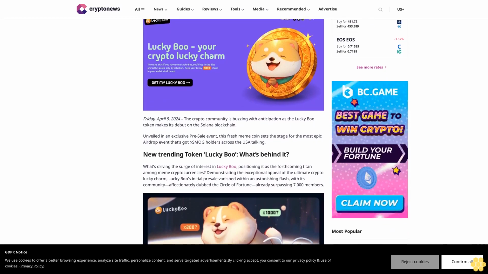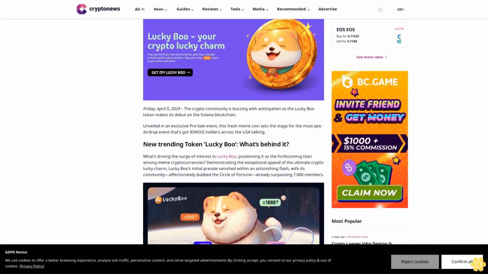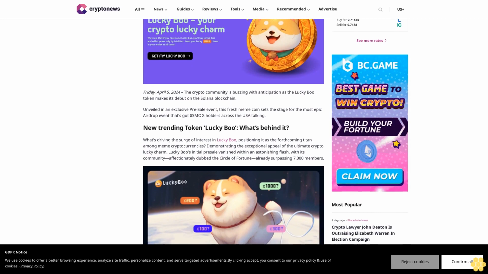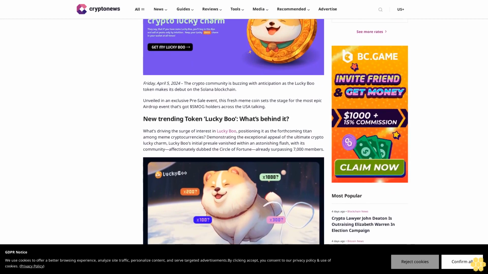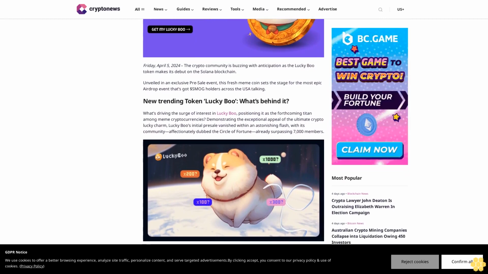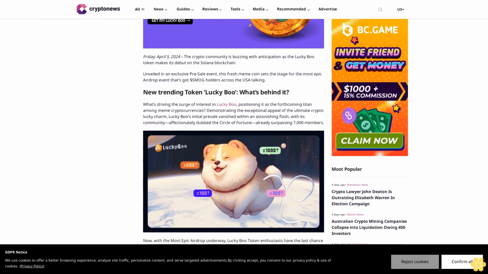Friday, April 5, 2024. The crypto community is buzzing with anticipation as the Lucky Boo token makes its debut on the Solana blockchain. Unveiled in an exclusive pre-sale event, this fresh meme coin sets the stage for the most epic airdrop event that's got $SMOG holders across the USA talking.